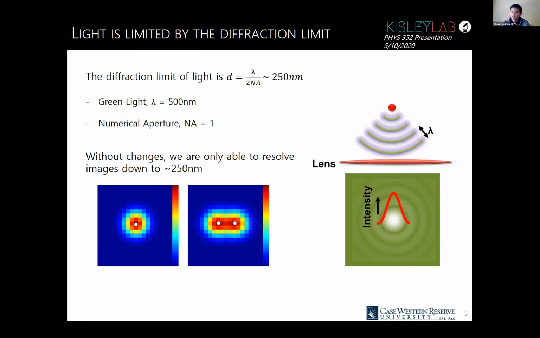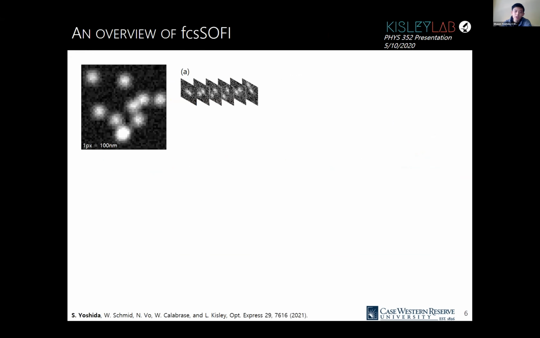And of course, nature is not that nice. We don't necessarily know that it's either going to be one or two. It could be 3, 4, 5. There's really not a good way to distinguish that. And so this is where our super resolution technique comes in.